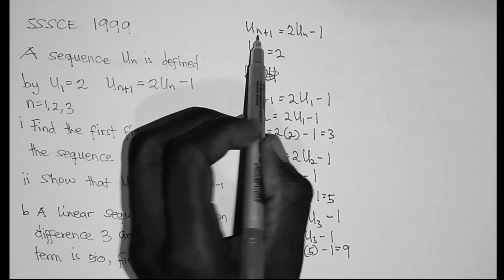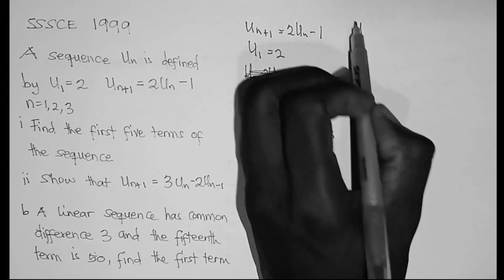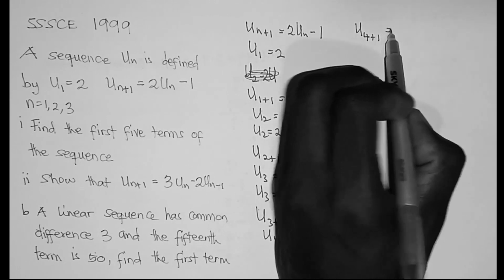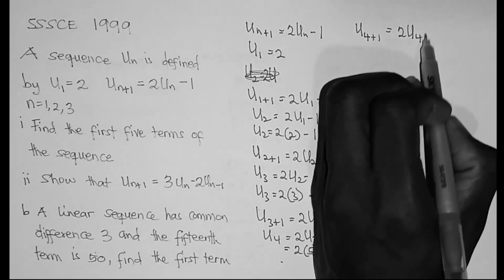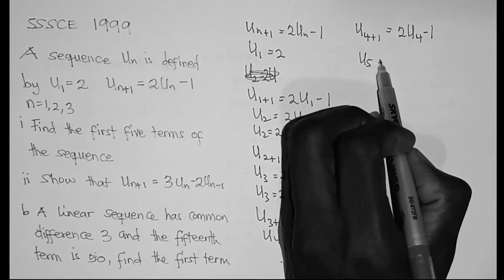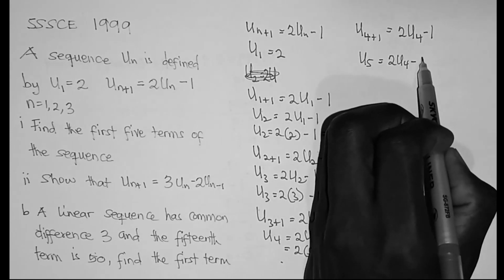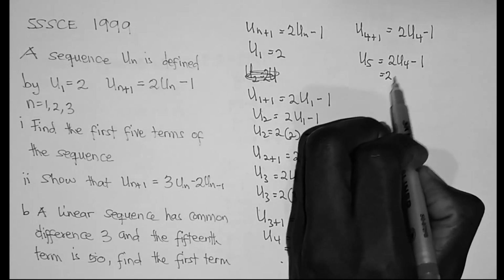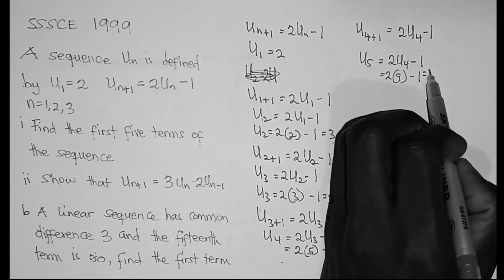Let's put n equals 4. So n equals 4, 4 plus 1 equals 2u4 minus 1. So u5 is equal to 2u4 minus 1. And then u4 is 9. So this is equal to 2 times 9 minus 1. And that is equal to 17.